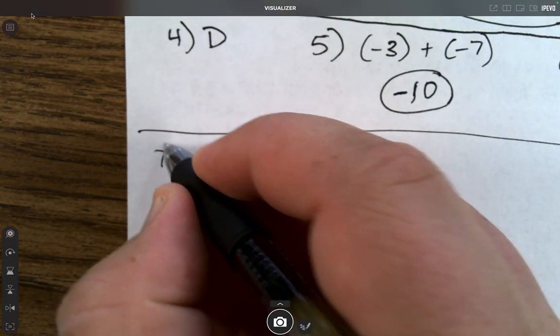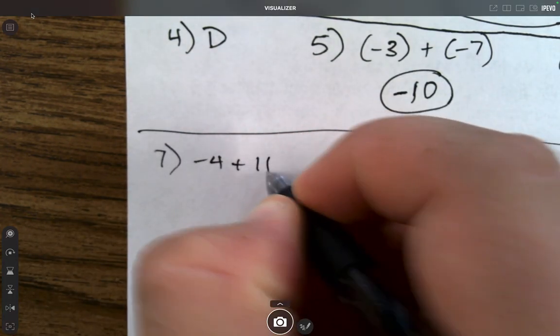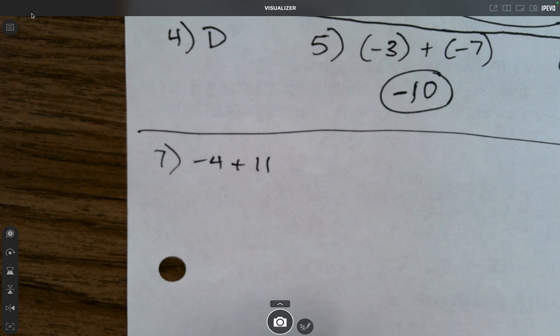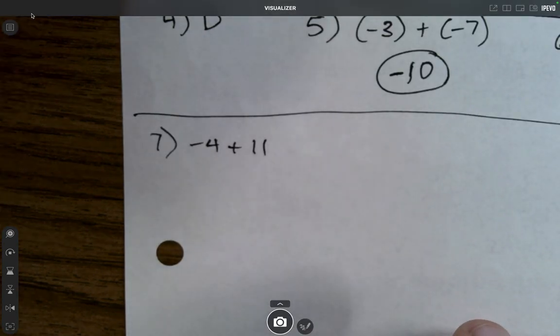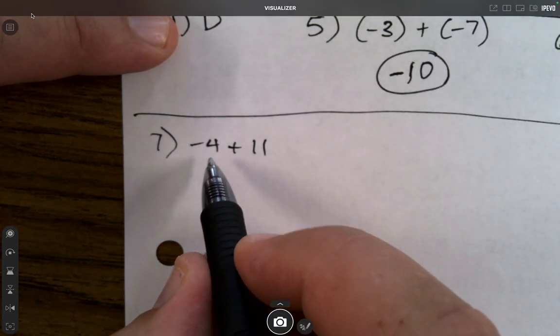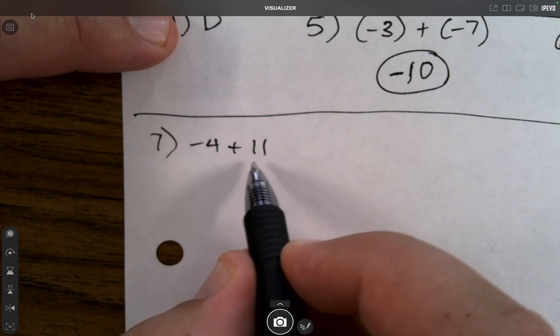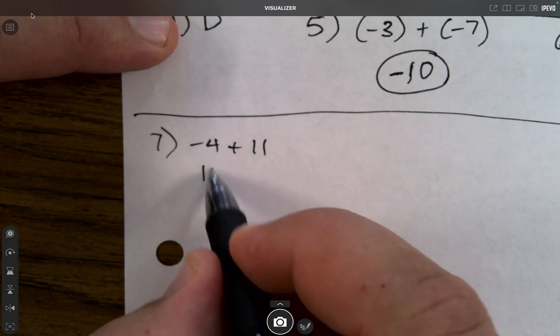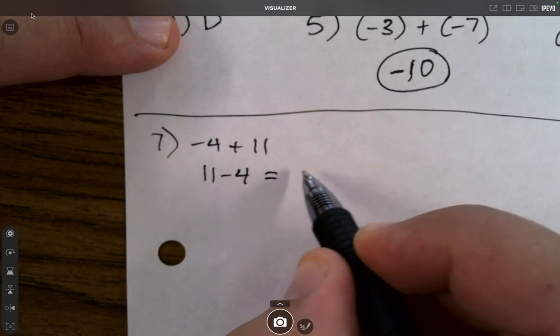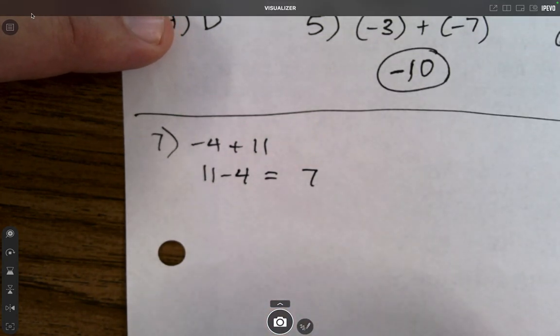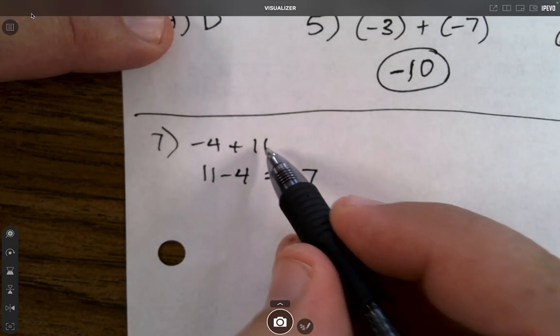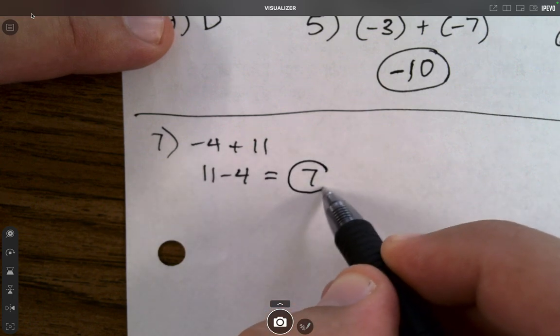We have negative 4 plus 11. So we're back to addition, so we've got to think about the addition rules. The addition rules say if we're adding numbers that have different signs, we have a negative here and a positive here, we subtract those two numbers, which is 7, and we keep the sign of the bigger one, which is the 11. 11 is positive, so our answer is positive 7.